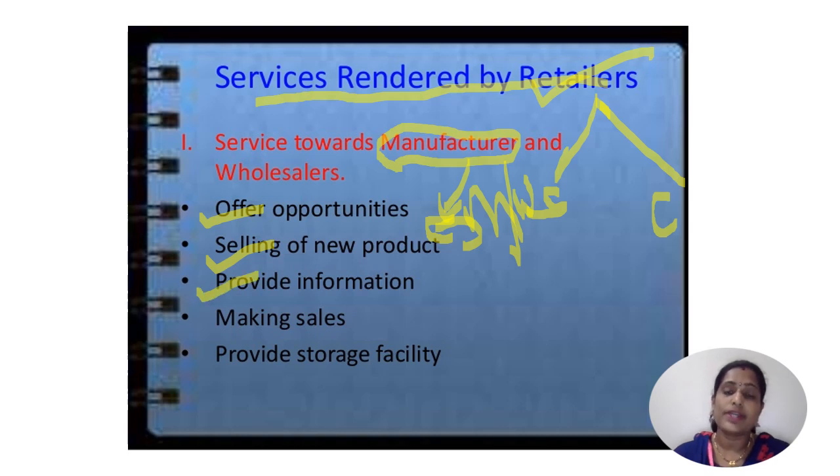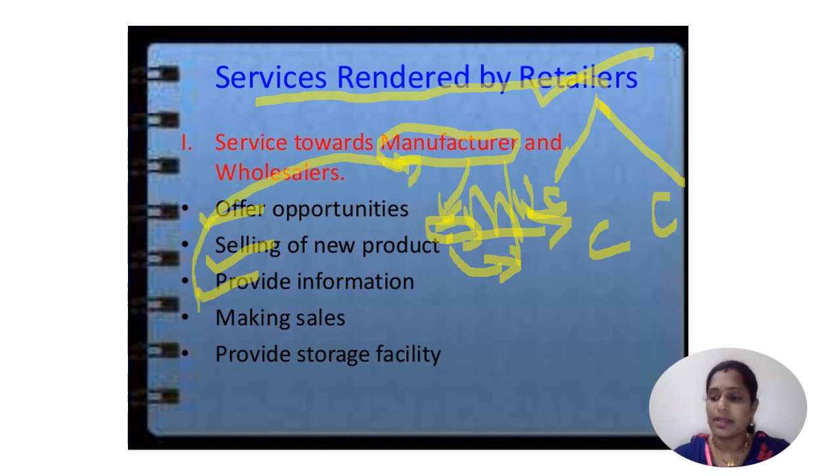And he also provides information. Information of what? Information about the new product, right? Here he provides information about the new product to the consumer. That we will see next. But here he provides information to the manufacturer.